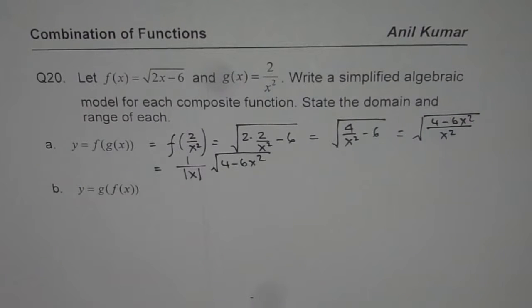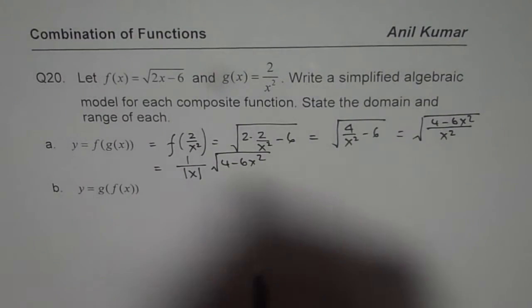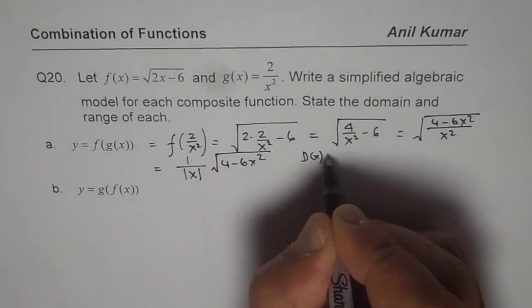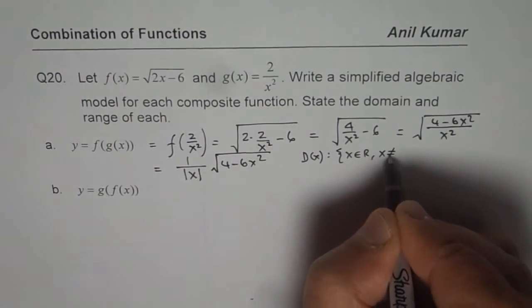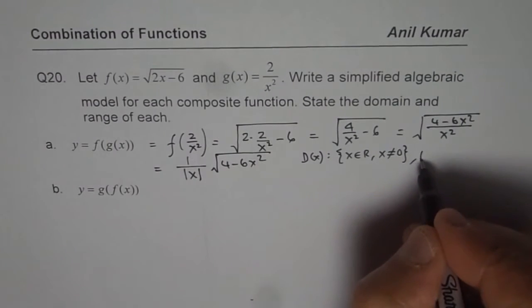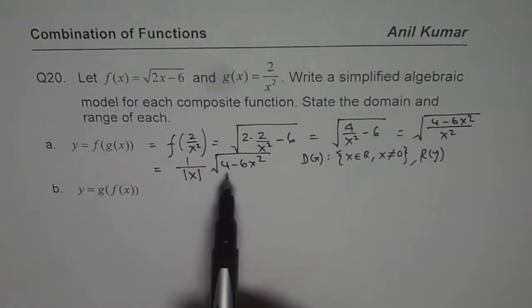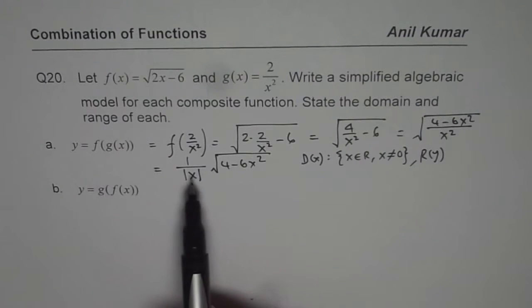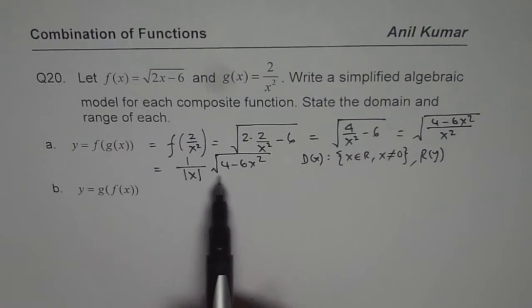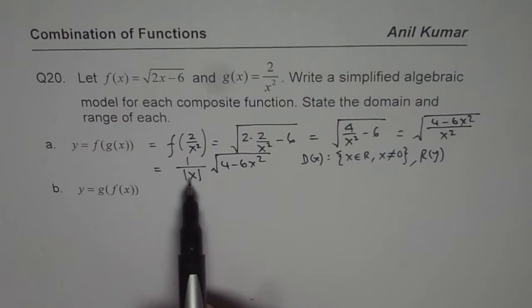Now, what is the domain and range of this function? Domain for this function is that x cannot be equal to 0. So we can write domain as x belongs to real numbers, x is not equal to 0. How about the range? Now range for this function is that the square root function will always be positive, right? And this is also positive, correct? Now it could be 0 also, correct? So x equals 0 is not allowed.